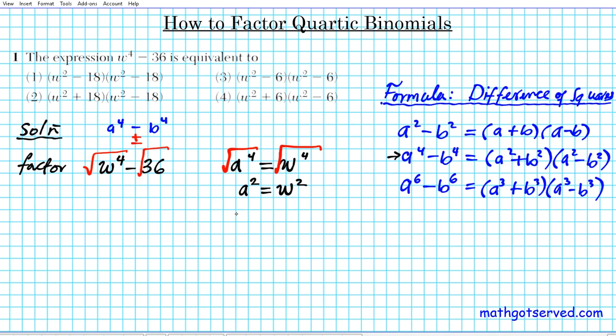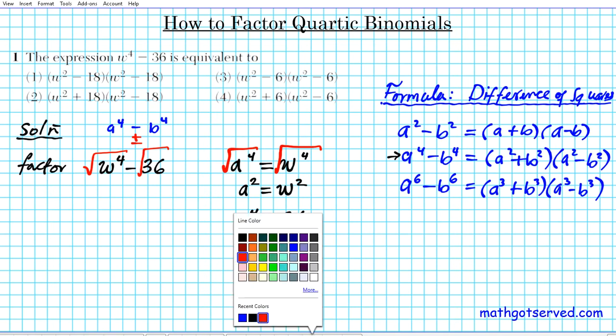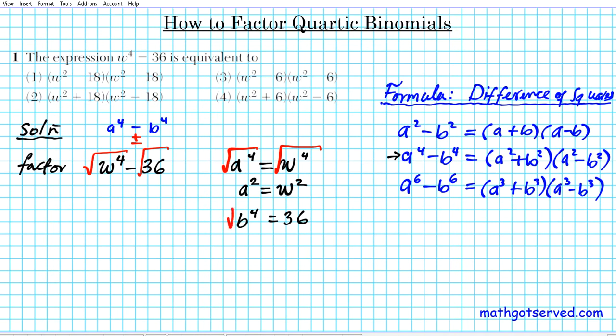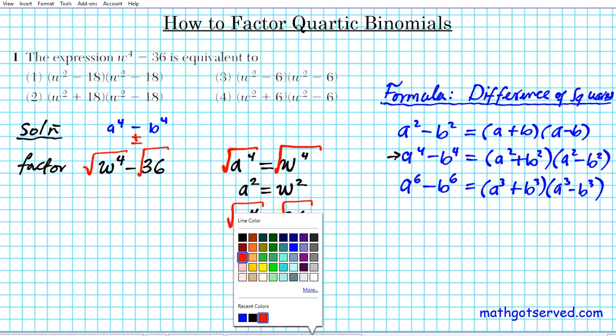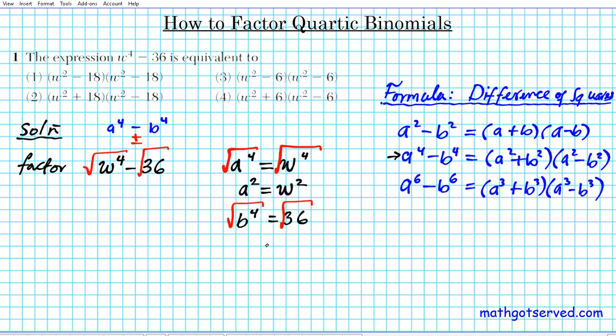And then we also have, what else do we have? We have 36. So b to the fourth is 36, right? Now what are we going to do here? We're going to take the square root, right? Using the difference of squares formula, we have to root the first and the last terms. So the square root of b to the fourth is just b squared, and the square root of 36 is 6.